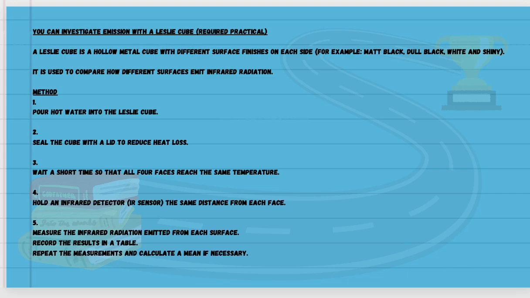Method: pour hot water into the Leslie cube. Seal the cube with a lid to reduce heat loss. Wait a short time so that all four faces reach the same temperature. Hold an infrared detector the same distance from each face. Measure the infrared radiation emitted from each surface. Record the results in a table, and repeat the measurements and calculate a mean if necessary.